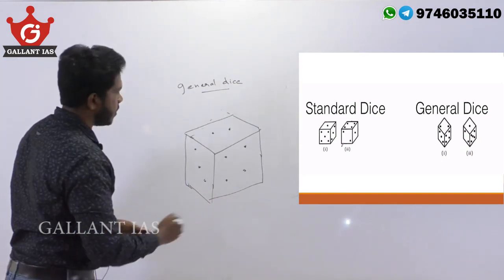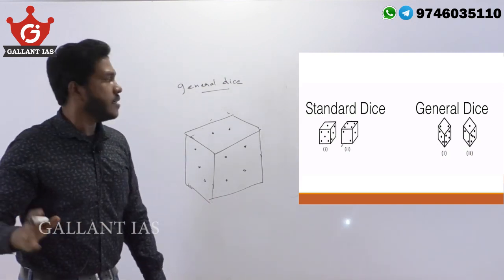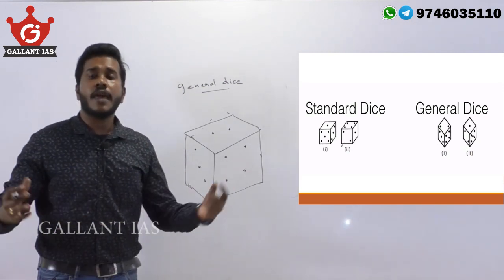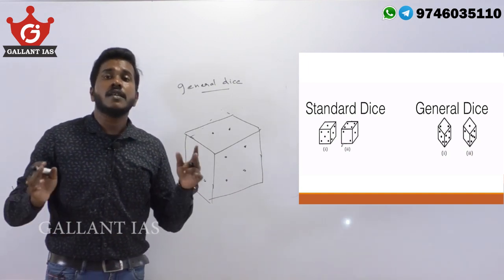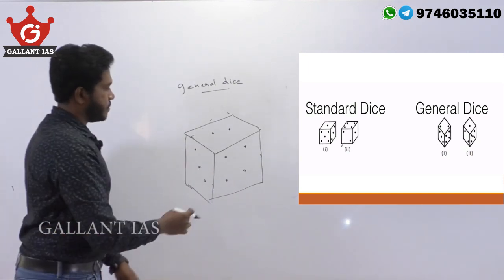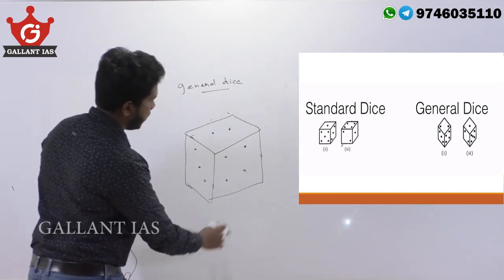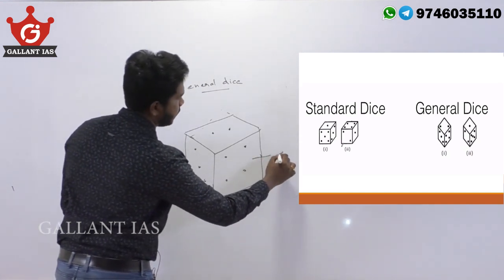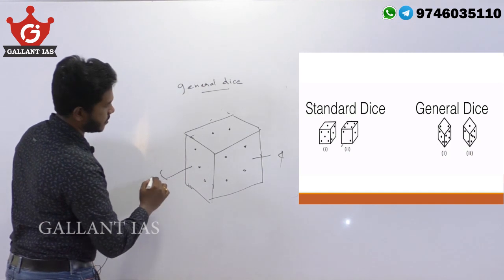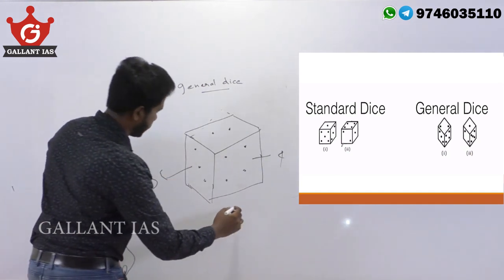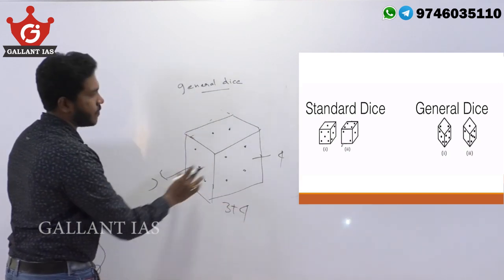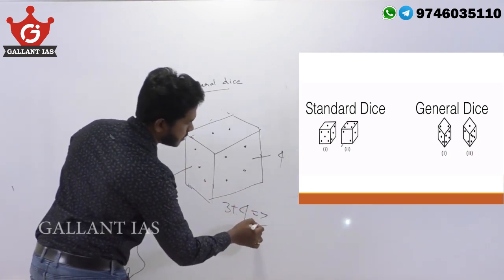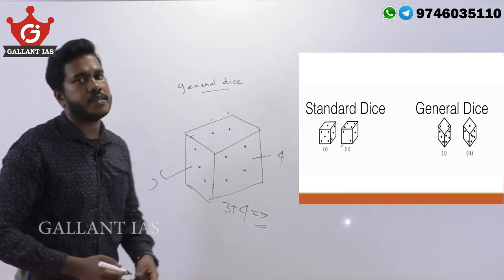What's the explanation for general dice? General dice is where the sum of any two adjacent sides will give you the value 7. Now look here. The value of this face is 4 and the value of this face is 3. These two are adjacent faces. So the sum of the two values of two adjacent faces, you will get 7. So it's a general dice.